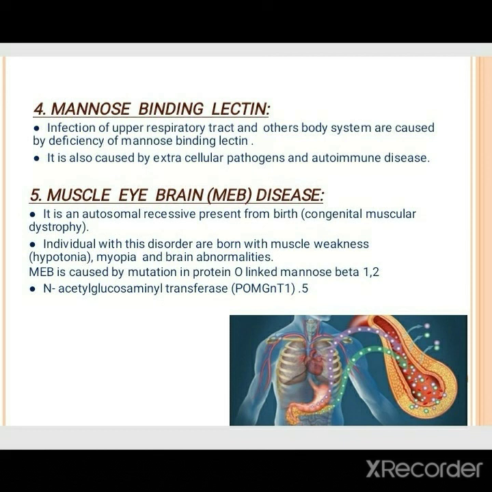So this is all about the metabolic disorders related to fructose and mannose.